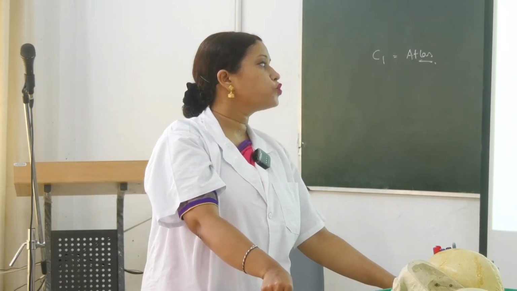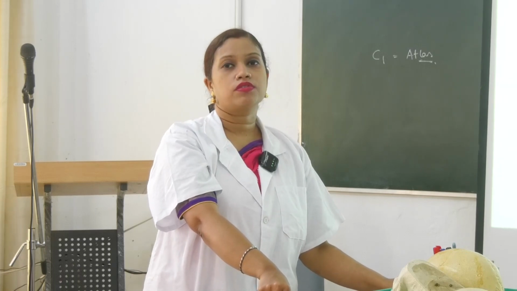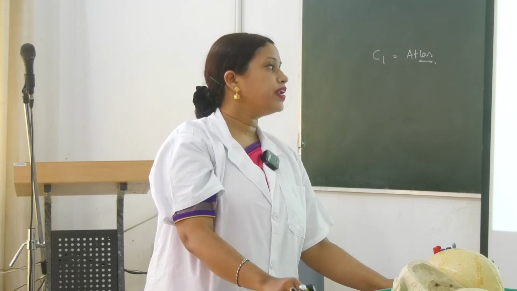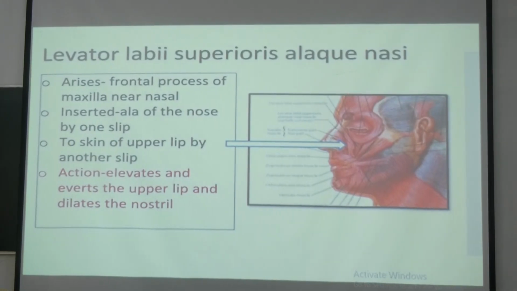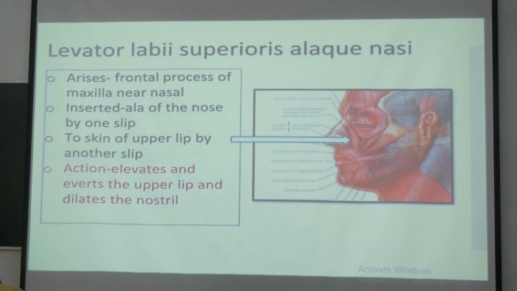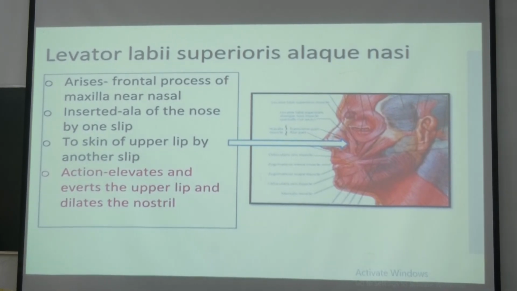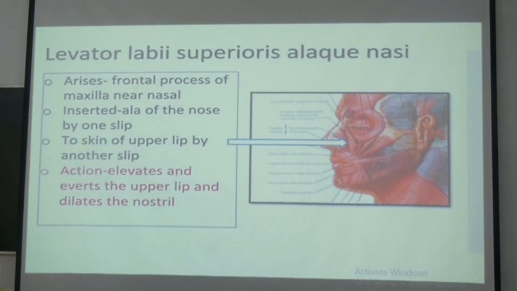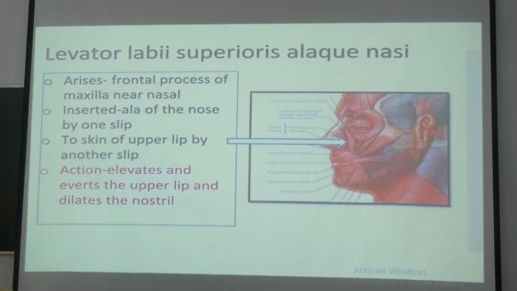Muscle of ignorance, okay, levator labii superioris alaeque nasi, and the last one is levator anguli oris. So definitely it would be found on the angle of the oral cavity, okay. So see, this is the muscle, levator labii superioris alaeque nasi. It arises from the frontal process of maxilla, inserted on the ala of nose, okay, and also to the skin of the upper lip by another slip.